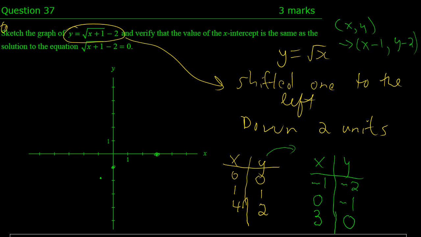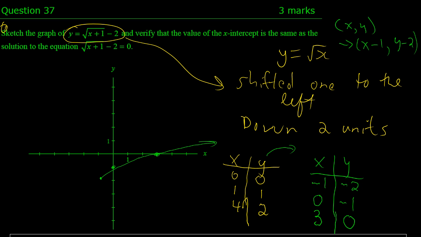If I want to do another point, I certainly can. I could put in a 1, which is probably a good idea. Well, I'll get ugly decimals actually, won't I? If I put in a 1, I'll get the square root of 2 minus 2. And if I put in a 4, again, I'll get ugly decimals. So we'll try to draw a smooth curve that goes through here and goes up like that. And that is the graph.